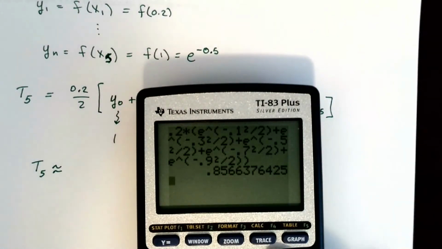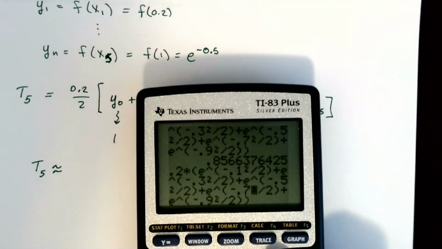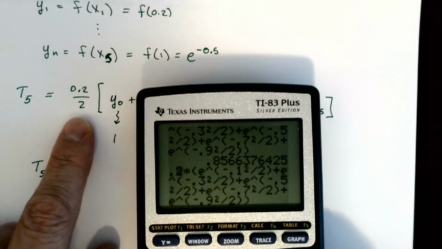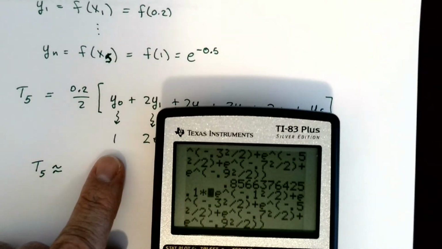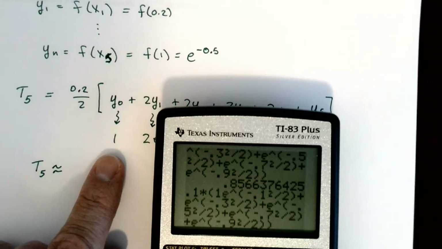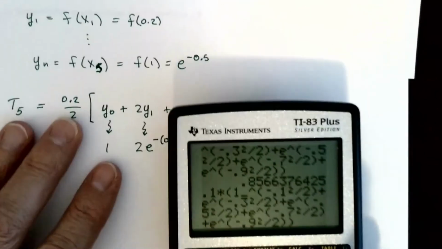And so what I'm going to do is go to second entry, and I'm just going to edit this. It was 0.2 divided by 2, which is just 0.1, right? And then it was 1, and I'm just going to insert 1 because I know that's going to be 1. Y sub 0 was 1. It's e to the 0, if I want to plug it in, but I'm just going to simplify that.